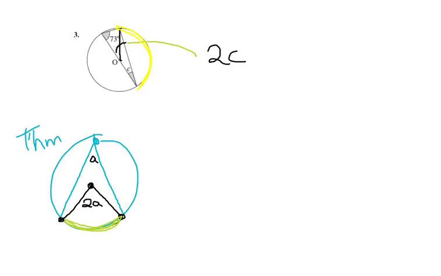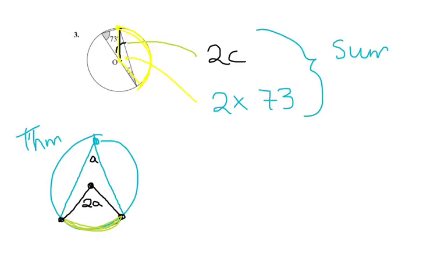So if I go from the center to there, that would be this bit. So this bit inside here is equal to 2 times 73, because the center angle is bigger than the outside angle. And I know that together, these must sum to 180 degrees because they make a straight line. So they make that straight line there.